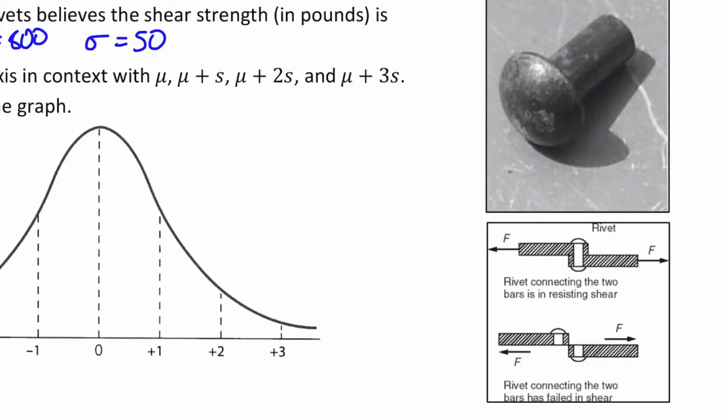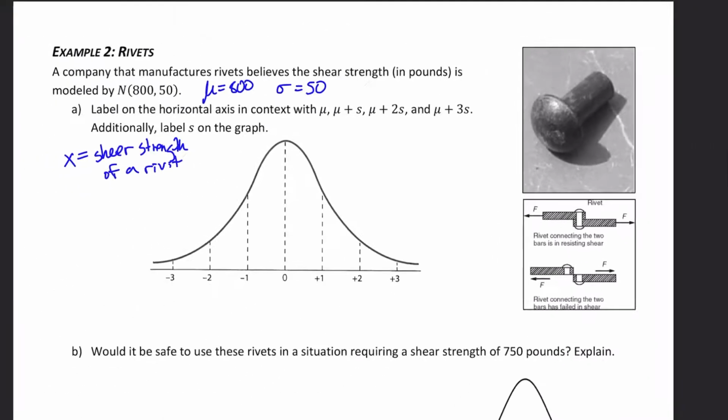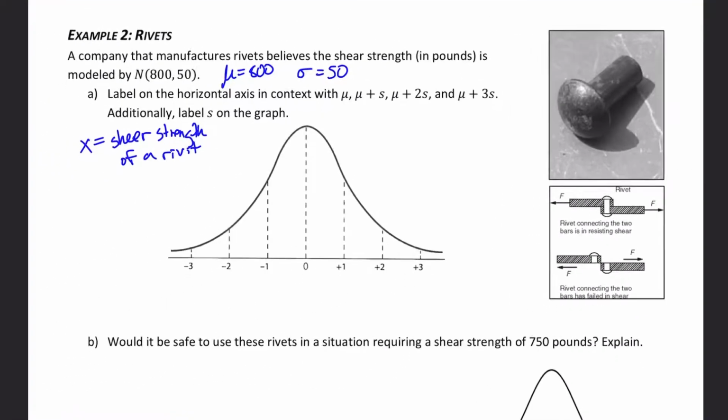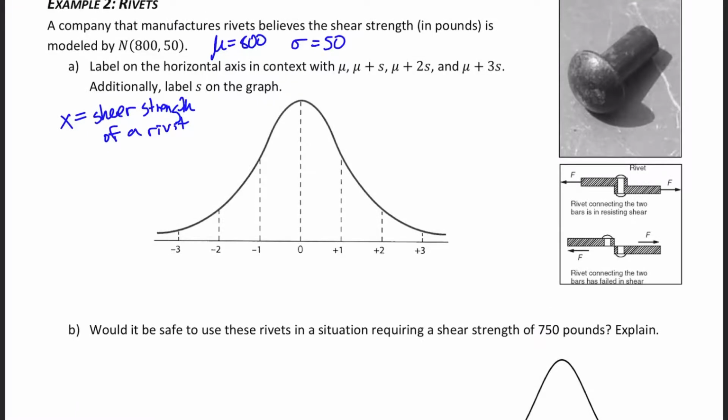So when the rivets break, they call it shear. So that's what you're finding. All right, so let's go ahead and actually do letter A. We're going to label the horizontal axis with these 7 numbers, and don't forget about S. So pause the video, try that on your own.